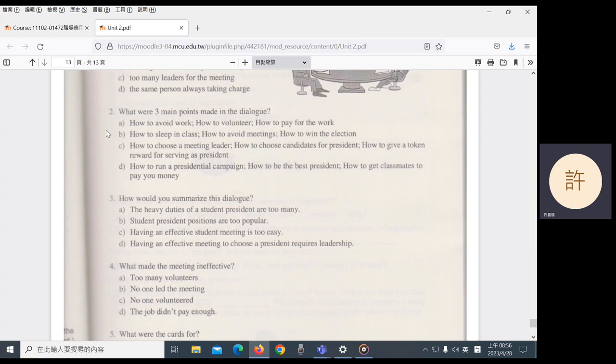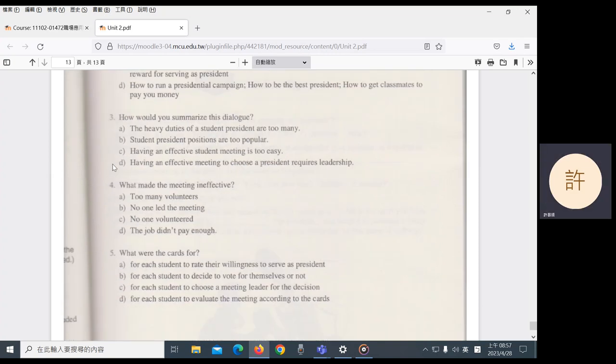Two, what were three main points made in the dialogue? A, how to avoid work, how to volunteer, how to pay for the work. B, how to sleep in class, how to avoid meetings, how to win the election, 当选. C, how to choose a meeting leader, how to choose candidates for president, 竞选, 这应该是班长啊, 竞选班长的候选人。 How to give a token reward for serving as president. Token reward, 象征性的奖励。 D, how to run a presidential campaign. 如何竞选。 How to be the best president. How to get classmates to pay you money.